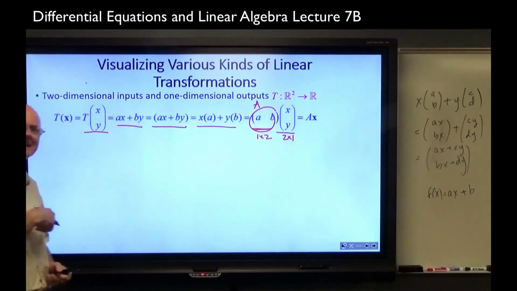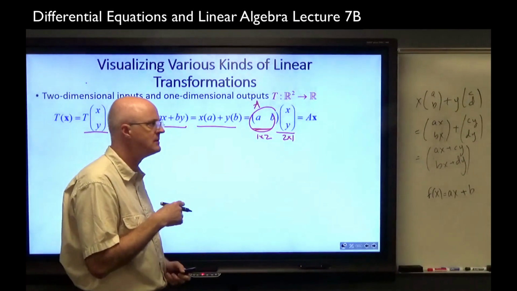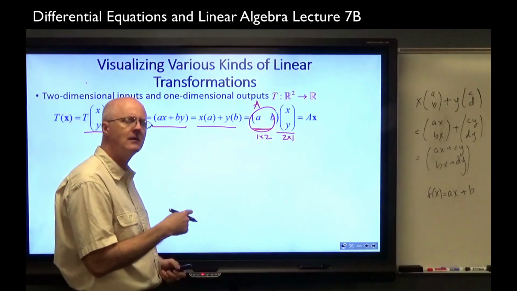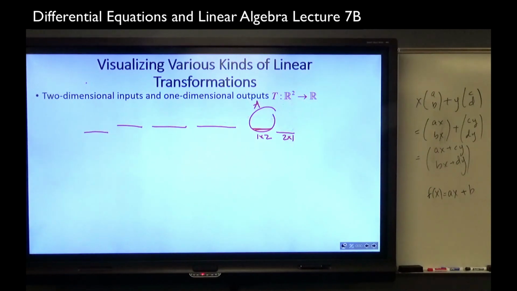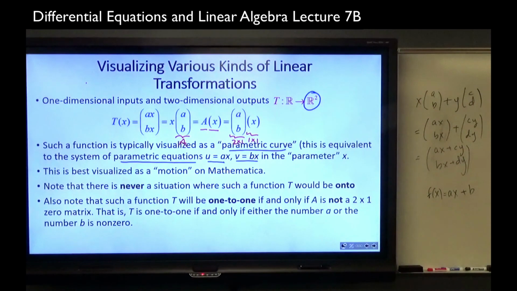By the way, in the preceding slide, I don't know if I mentioned that A was 2x1 and x was 1x1. Or no, 1x2, excuse me. Oh, 1x1, and giving you a 2x1 vector in the end. That's what I want.